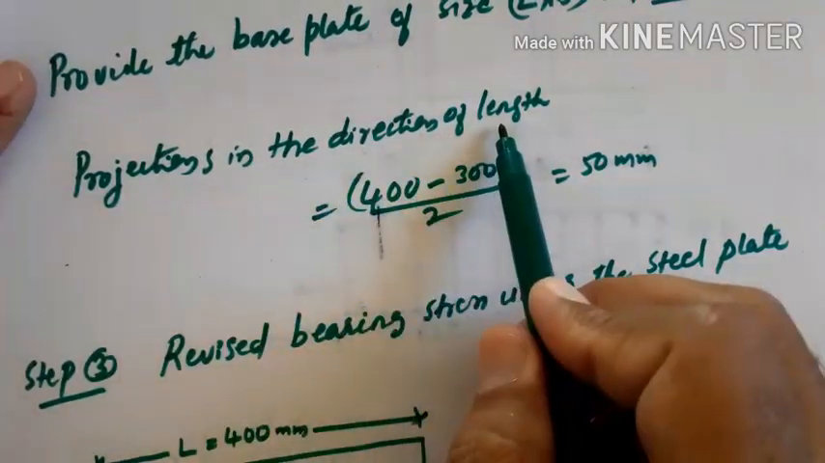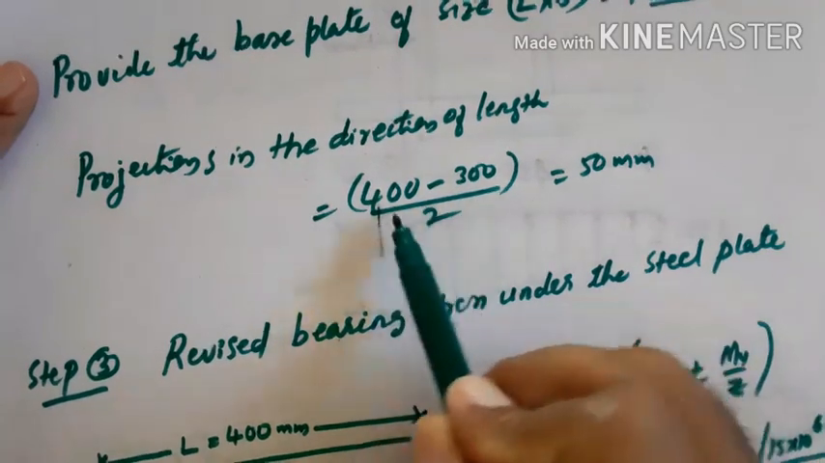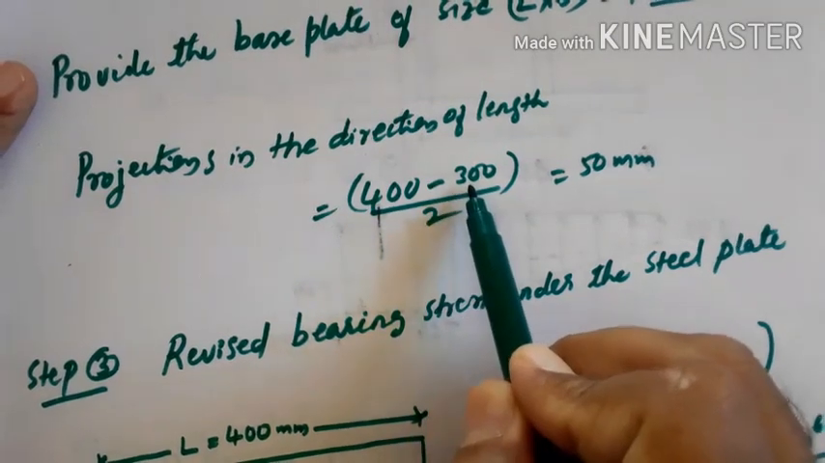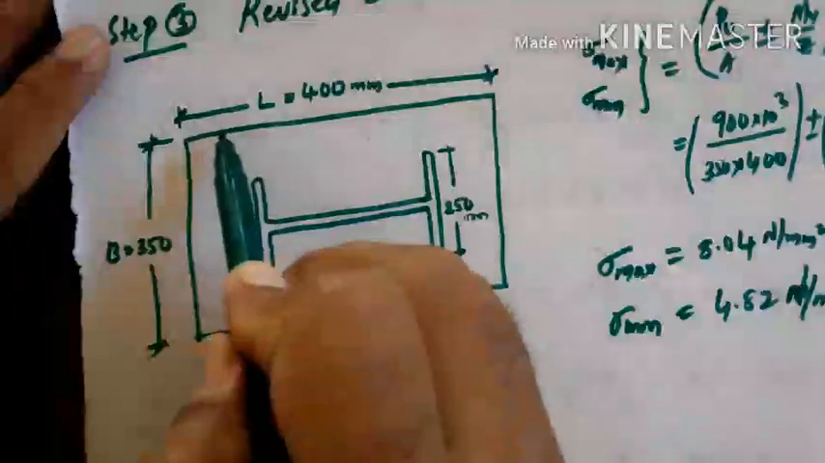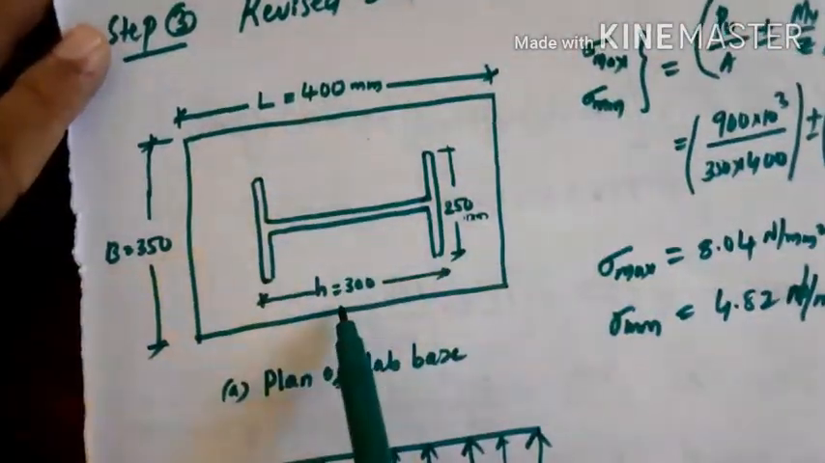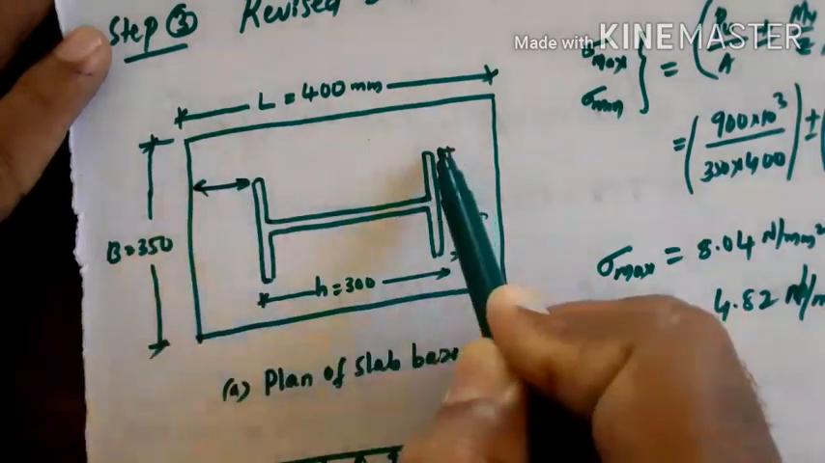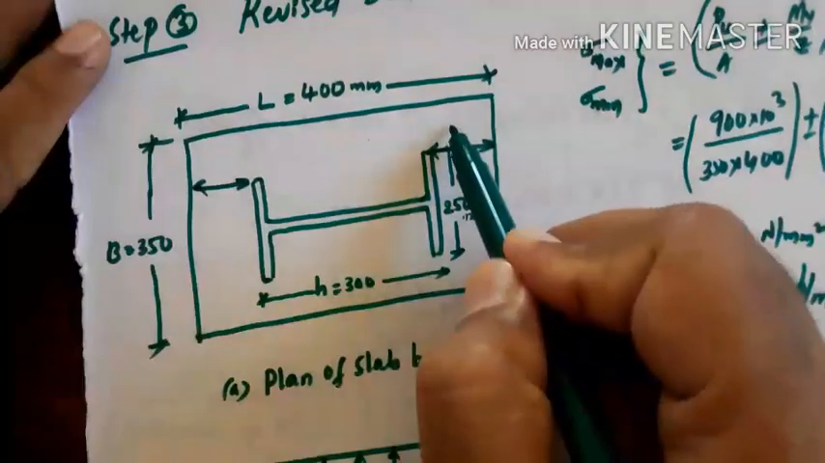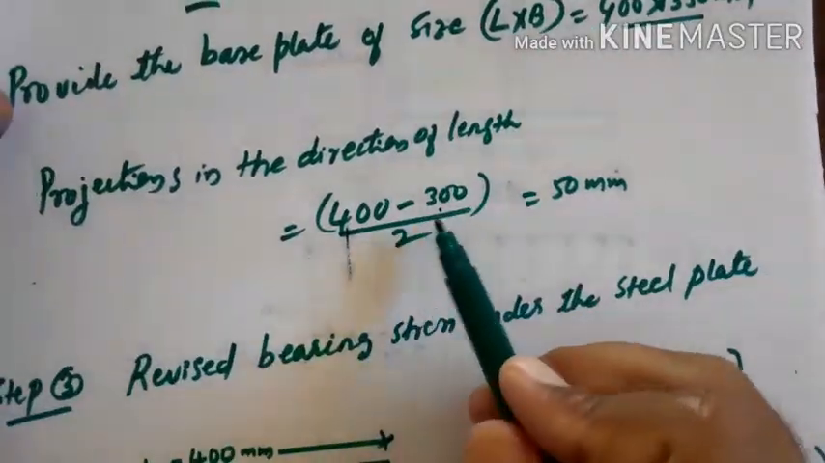projections in the direction of length. So we know the depth of the section, that is 400 minus 300. So we are calculating this length now. Length is 400. 400 minus 300, we get these projections. This side as well as this side projections. So here I am getting 50 and 50. Okay, 400 minus 300 by 2.